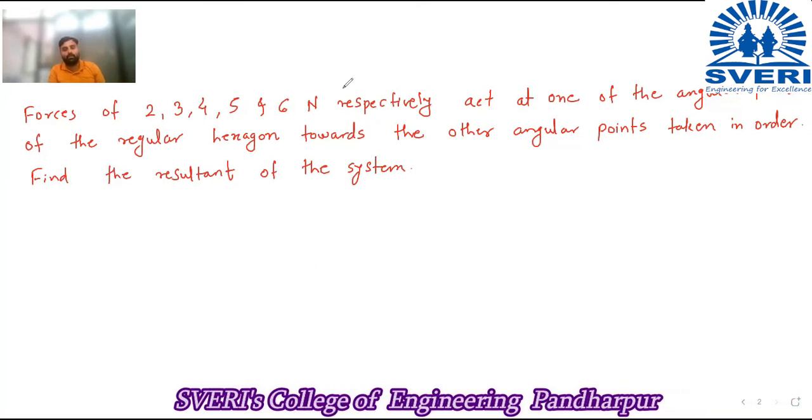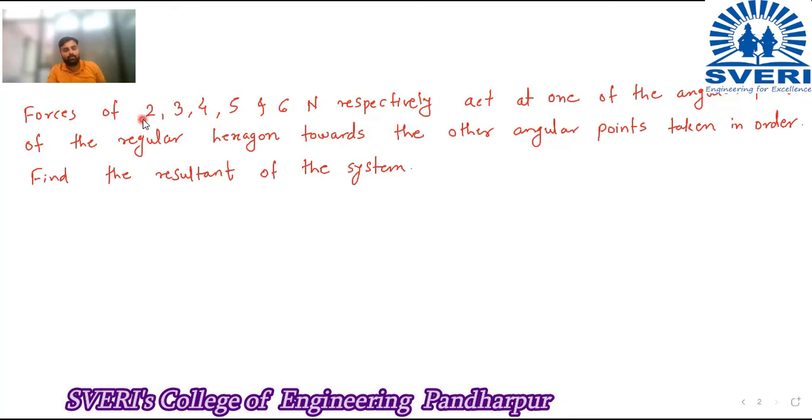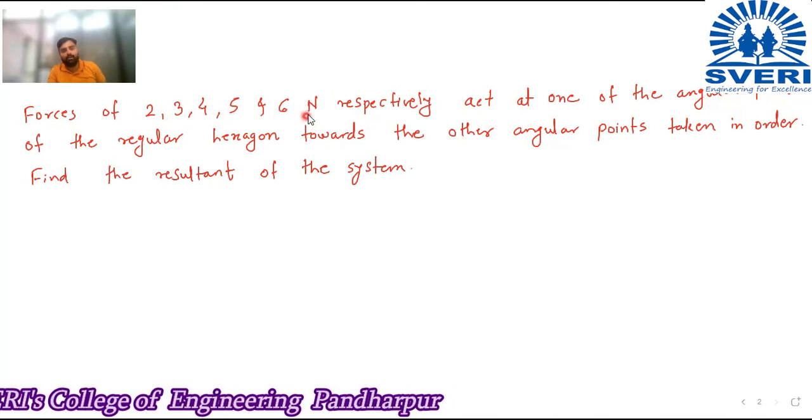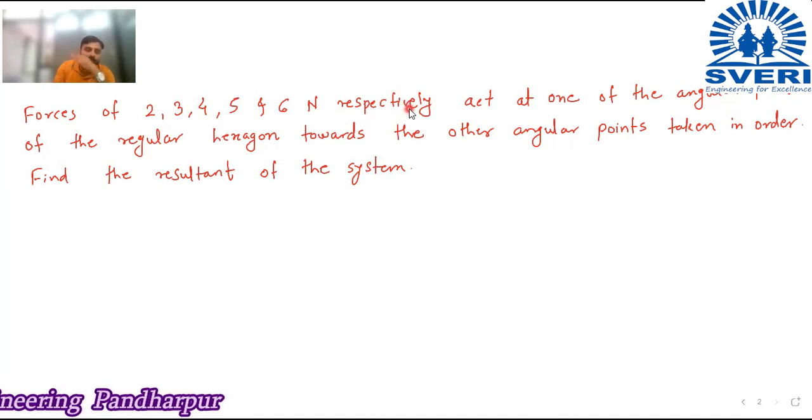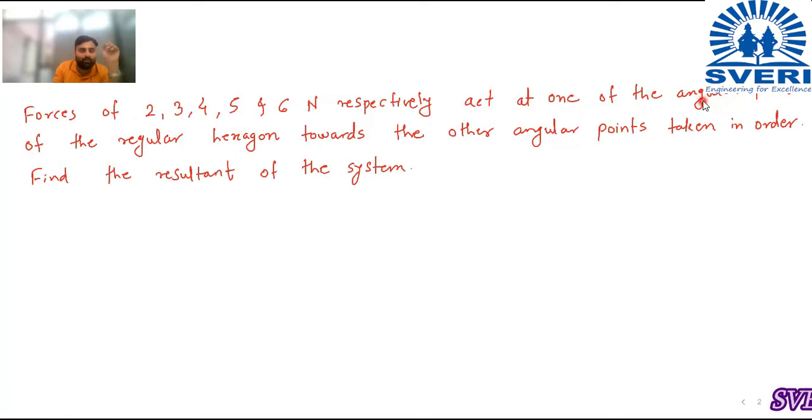Now I will read the problem. So forces of 2, 3, 4, 5 and 6 Newton respectively. So we are going to take those forces in order. Act at one of the angular point of regular hexagon.